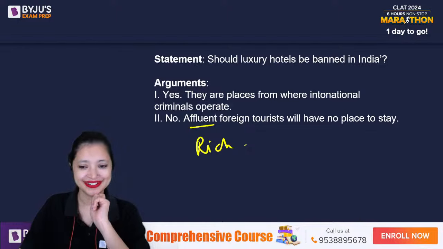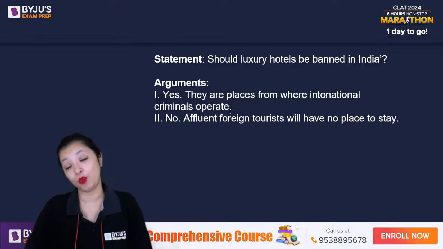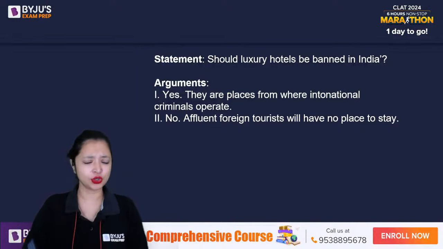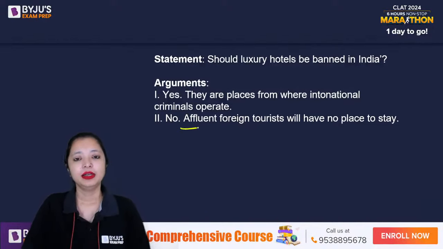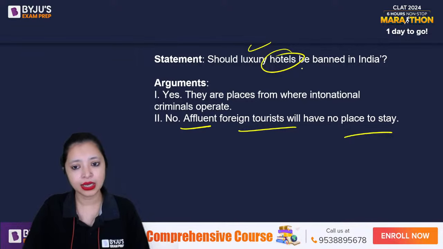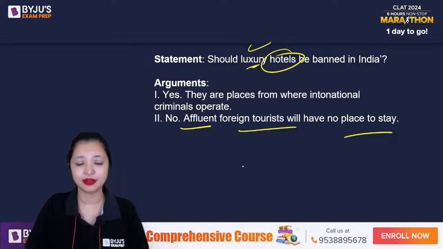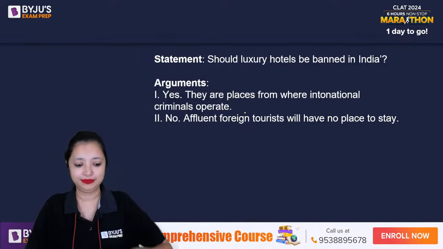Okay? 2. The correct answer is neither is strong. 2 is also a weak argument. Let's understand why that is weak. How many of you thought 2 is weak? By the way, a lot of you sent me 2 is strong. No, 2 is weak. रिच फॉरेन टूरिस्ट को रहने की जगह ही नहीं मिलेगी सर. कैसे जगह नहीं मिलेगी? होटल थोड़ी बैन कर रहे हैं, लग्जरी वाले बैन कर रहे हैं. होटल्स तो हैं. अगर कुछ ऐसा हो रहा है लग्जरी होटल में, they can come and stay at normal hotels. Who says rich people stay only in luxurious hotels? I don't.